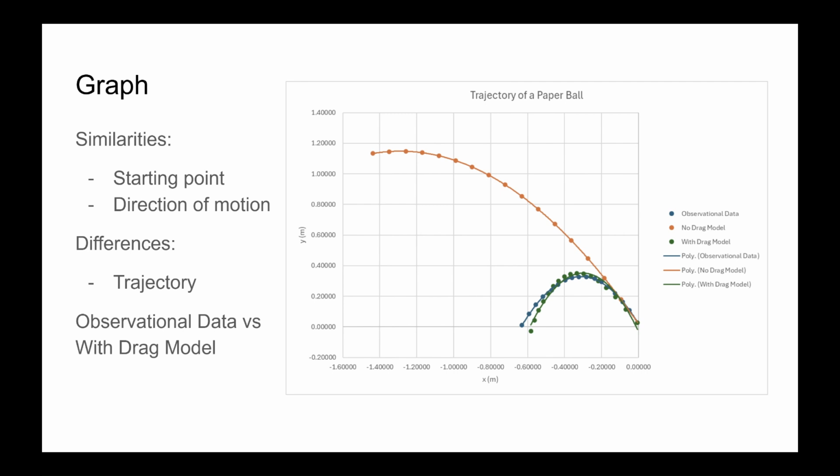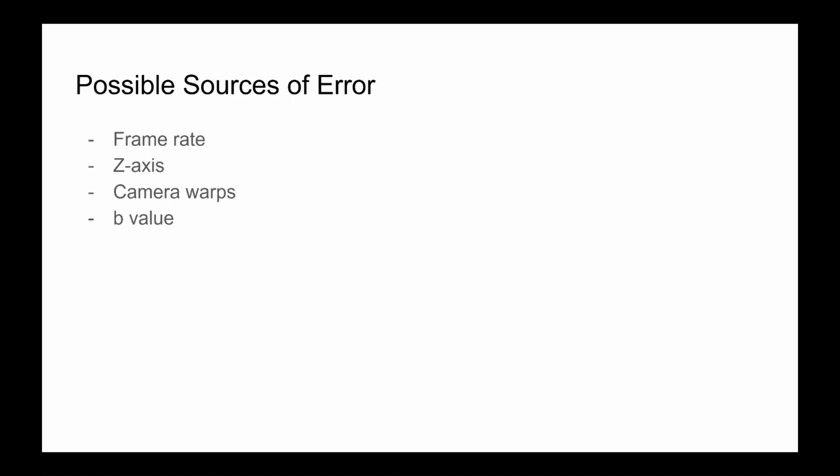So for similarities, all 3 models had the same starting point and the same general direction of motion, but the trajectory was very different. The no drag model's trajectory was much larger than the model with drag and the observational data. The observational data and the with drag model were similar but not exactly the same. The possible sources of error include a difference in frame rate, movement in the z-axis, camera warps, and a not completely accurate b value.